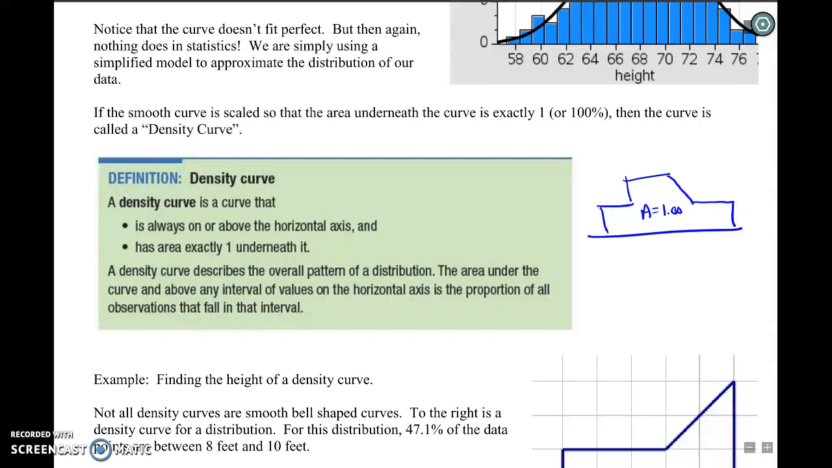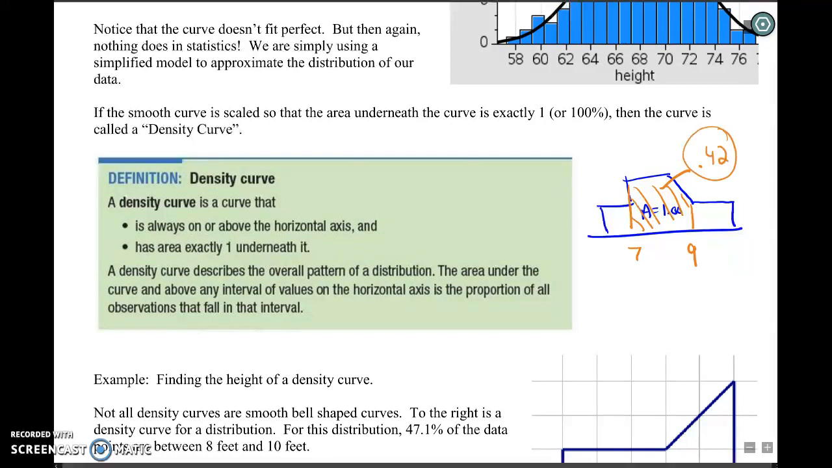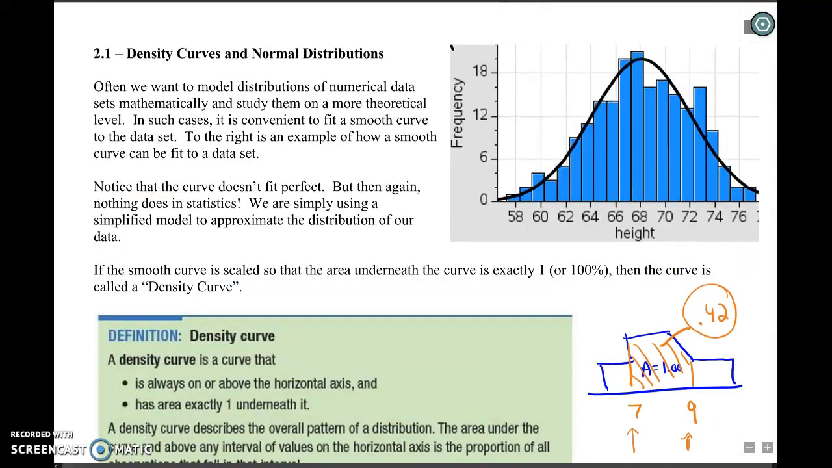And this is another key point here. The area under the curve and above any interval of values on the horizontal axis is the proportion of all observations that fall in that interval. So if I find the area between 7 and 9 on some density curve, and the percentage of that area is maybe 0.42, that corresponds to the percentage of the data points that are between 7 and 9. So that's a nice property. If we find the area under this fancy looking curve and it's 0.15, that tells us that 15% of our data points were between 63 and 66.